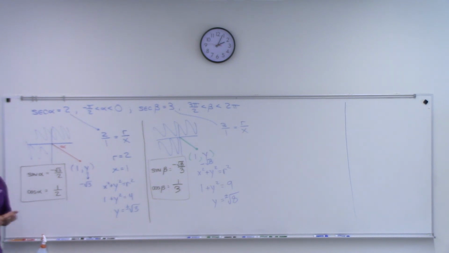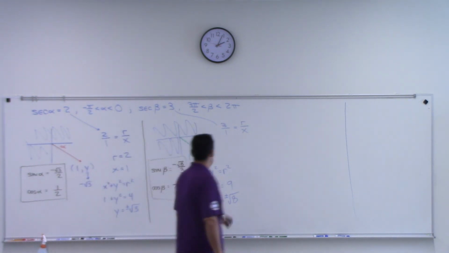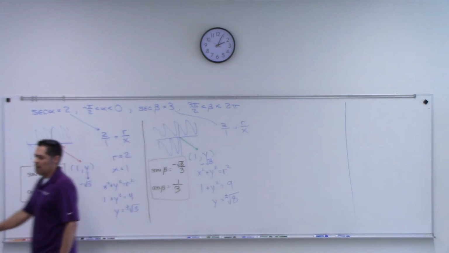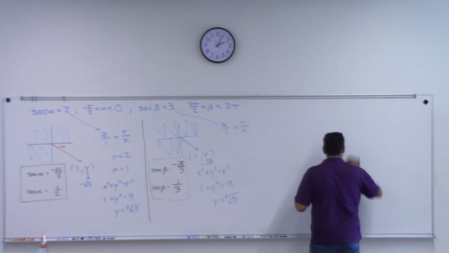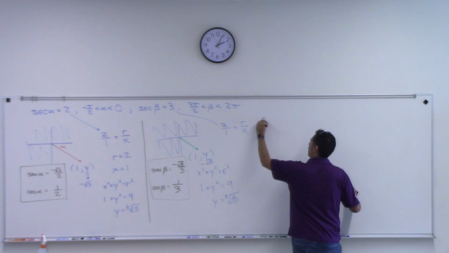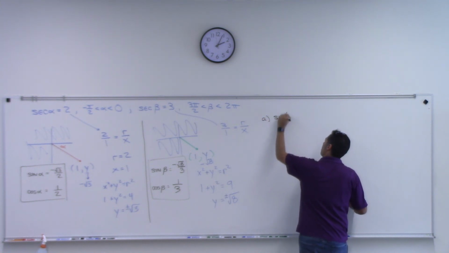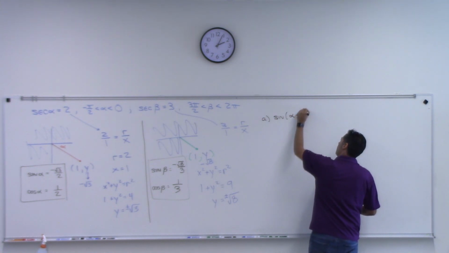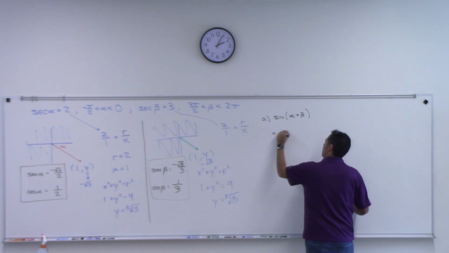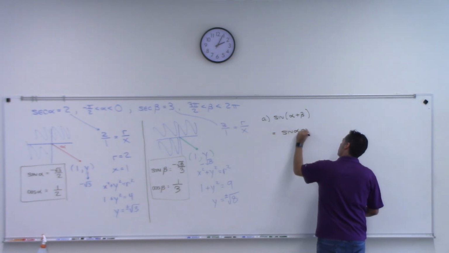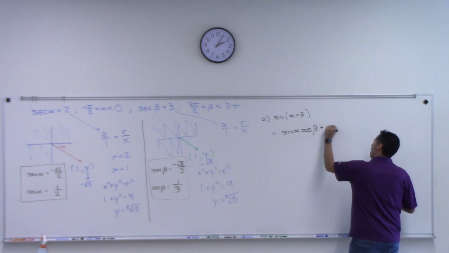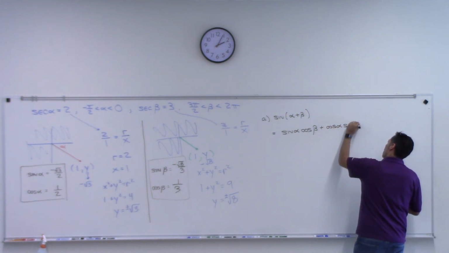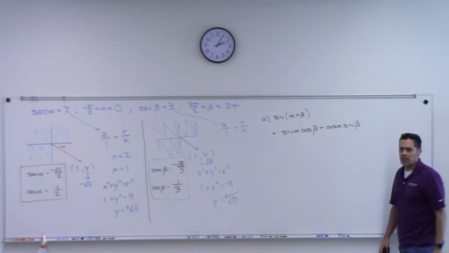Just plugging in. So let's start with A. A up there says sine of alpha plus beta. Sine of alpha plus beta by the formula is sine alpha cosine beta plus cosine alpha sine beta, right? That's the formula. You'll have that.